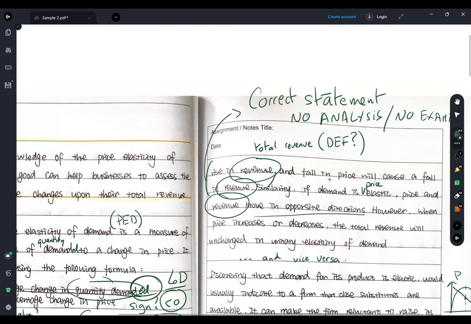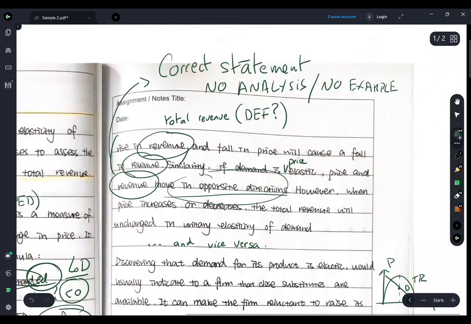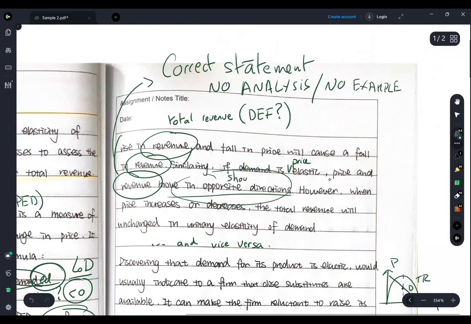So you see, "move in opposite direction." Yeah, but it should be more explicit than just saying move in opposite direction. And again, I'm not going to write it again, but no analysis, no examples. These are statements, but they are not supported by any diagram, any analysis, or any example. So that's very superficial.